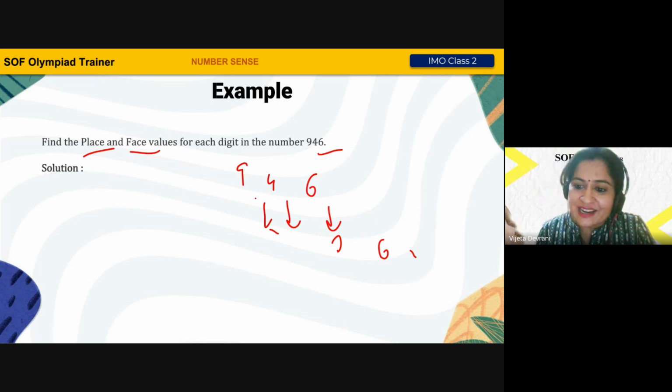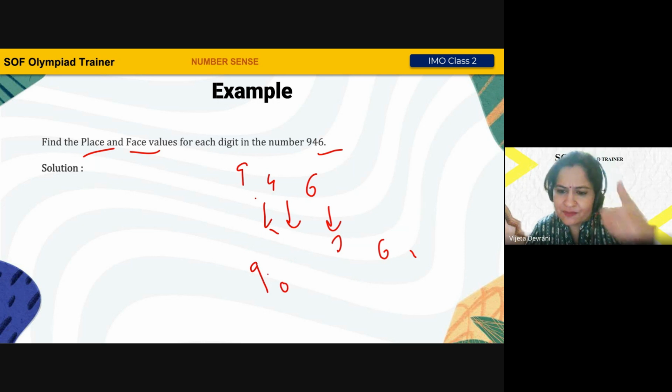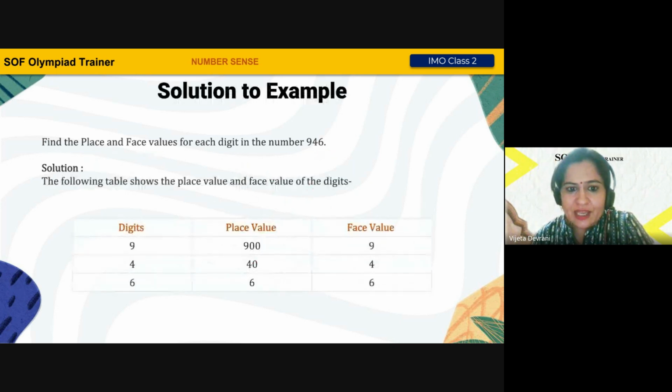946. So 900 is the place value for 9, 40 is for 4, and 6 is for 6. Very good. I think Shreya also gave me the same answer, right, Shreya? Yes, show me thumbs up. You gave me the correct answer. Very good. 940 and 6. Wonderful job. I can see that you people are very smart. You are able to do it.